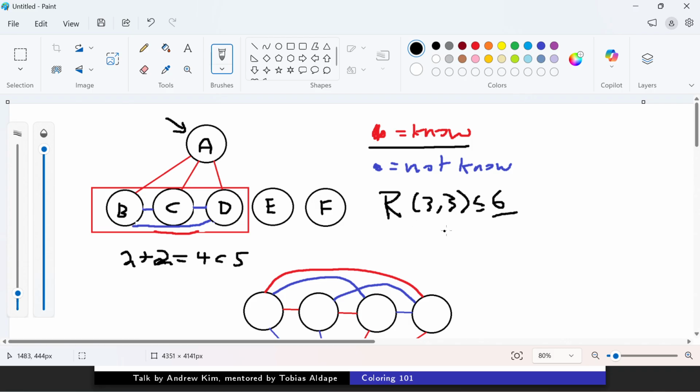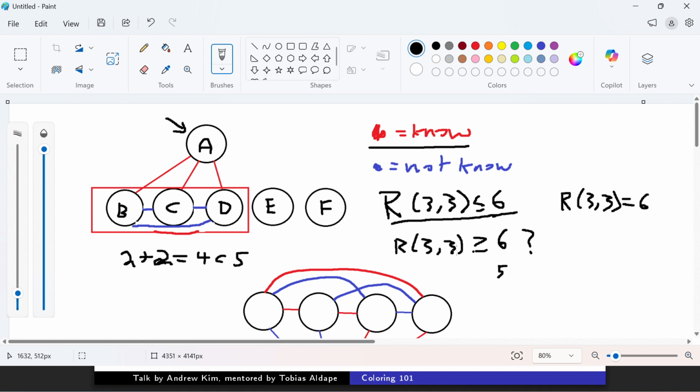But it might also be the case that it works for 5 or 4. So we need to bound it the other way in order to actually figure out that R of 3 is equal to 6. And the way that we prove upper bounds, R of 3 is greater than or equal to 6, is we need to construct a counterexample for 5.